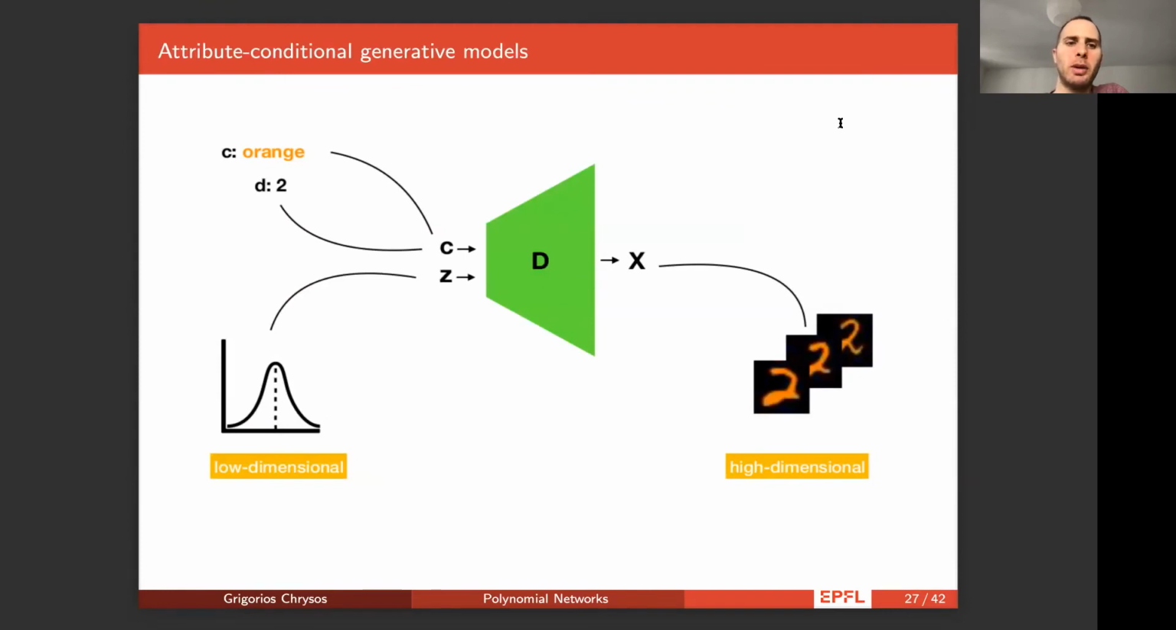So moving into the next application, right? This is on conditional generation, where we have a couple of attributes that we care about, and we want to synthesize images with these attributes. For instance, let's say that you care about the color and the digit, and then you synthesize, for instance, a 2 that is orange here. And of course, the input is a low-dimensional vector, for instance, the noise and the embedding, and the image is high dimensional in the output.